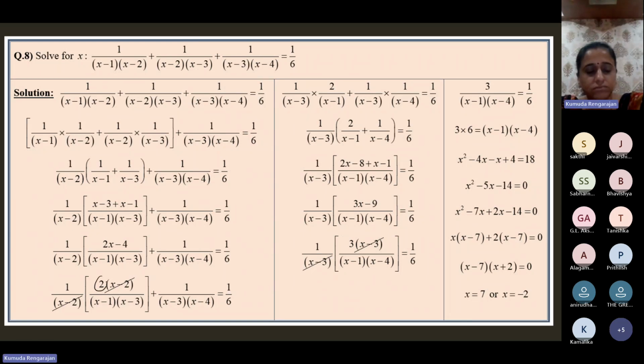See, there is 2 here. So we're going to write 1 by x minus 3 into 2 by x minus 1 plus 1 by x minus 3 into 1 by x minus 4 is equal to 1 by 6.